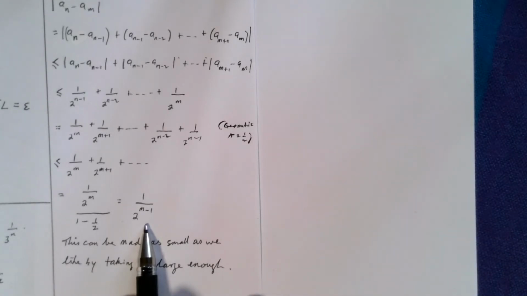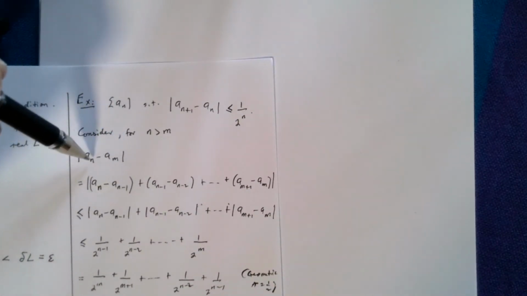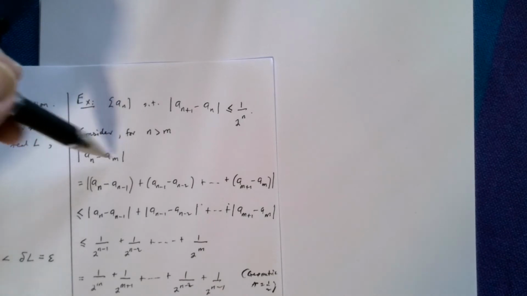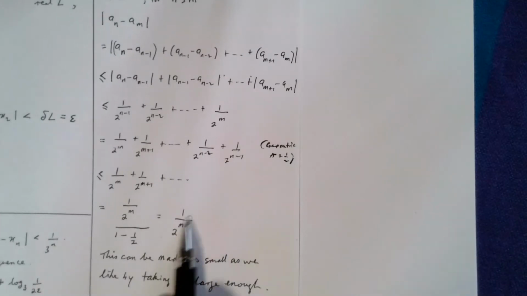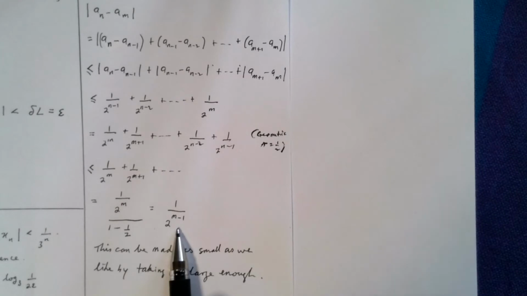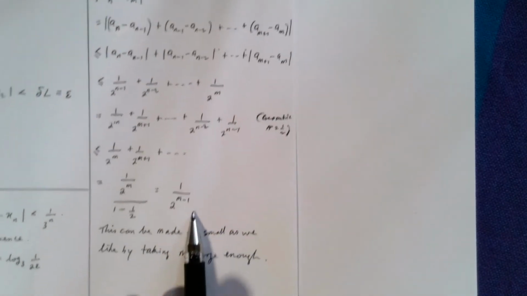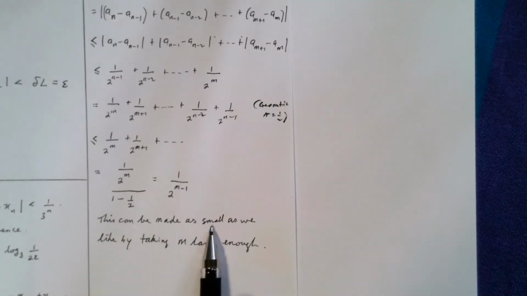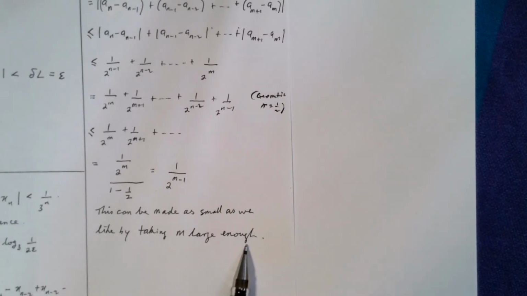Now the point is, I've now shown that the difference between any two terms, the nth term and the mth term, when I subtract them, that difference, chasing this through, is less than 1 over 2 to the m minus 1. And I can make this as small as possible, less than 1 over 2 to the capital N minus 1, and then solve it and put it equal to epsilon. I'm not going to do all that technical thing. I'm just going to say this can be made as small as we like by taking m large enough.